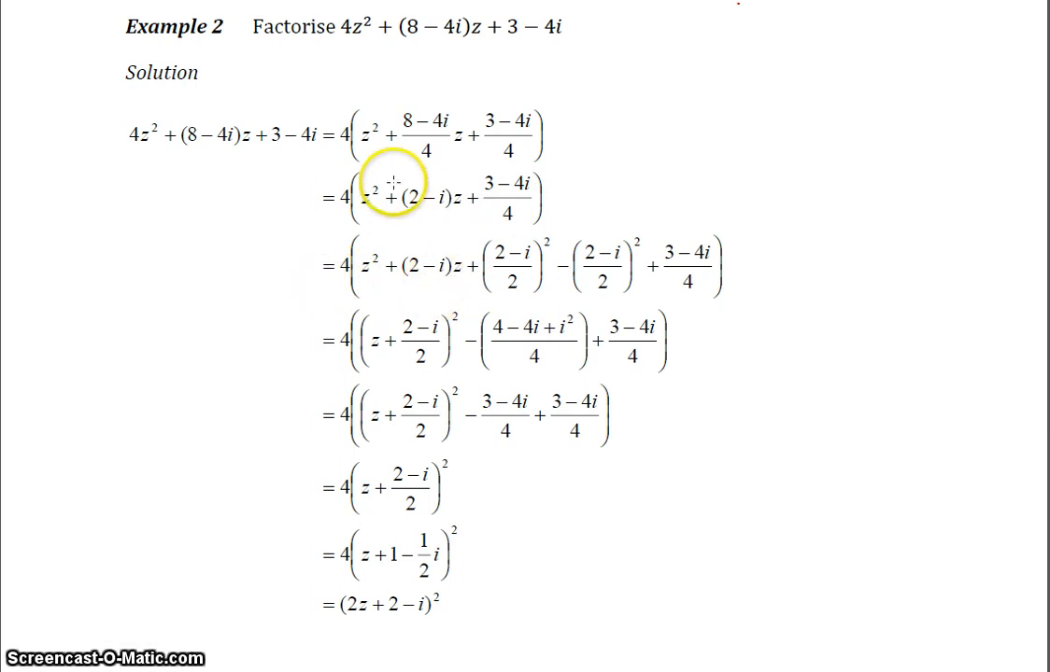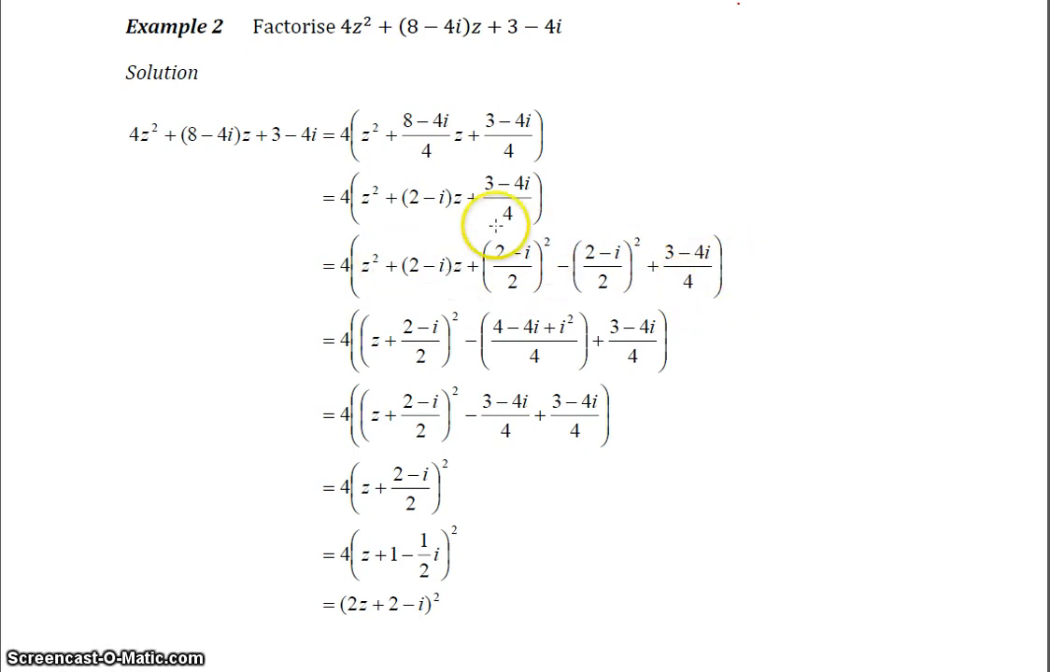And then we can go ahead and complete the square. So we need to add the square of half this coefficient. Okay, so (2 - i) over 2. That's half of it, so we just have to leave it like that. And we're going to square that. Now because we're adding that, we also need to subtract it to keep everything equal and the same. And then we've got our constant term on the end.